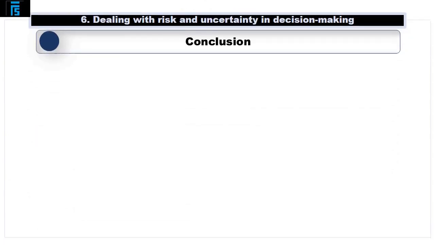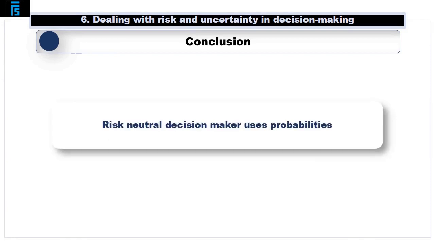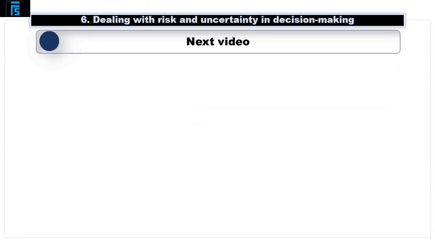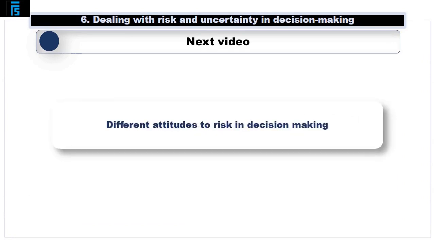In conclusion, when dealing with risk, we can undertake calculations based on the balance of probabilities if we are risk neutral. In our next video, we'll consider the need to build different attitudes to risk into our decisions.